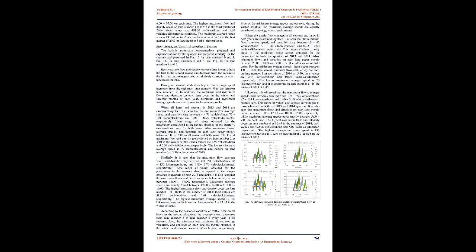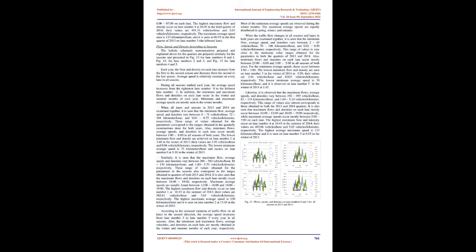Moreover, minimum flows, average speeds, and densities on each lane occur mostly between 3 o'clock and 6 o'clock during all months of both years. The lowest minimum flow and density occur on lane number 2 at 4 o'clock in January 2013, their values are 2.86 vehicles/hour and 0.02 vehicles/kilometer, respectively. The lowest minimum average speed is 70 km/hour, and this is observed on lane number 0 at 5:10.